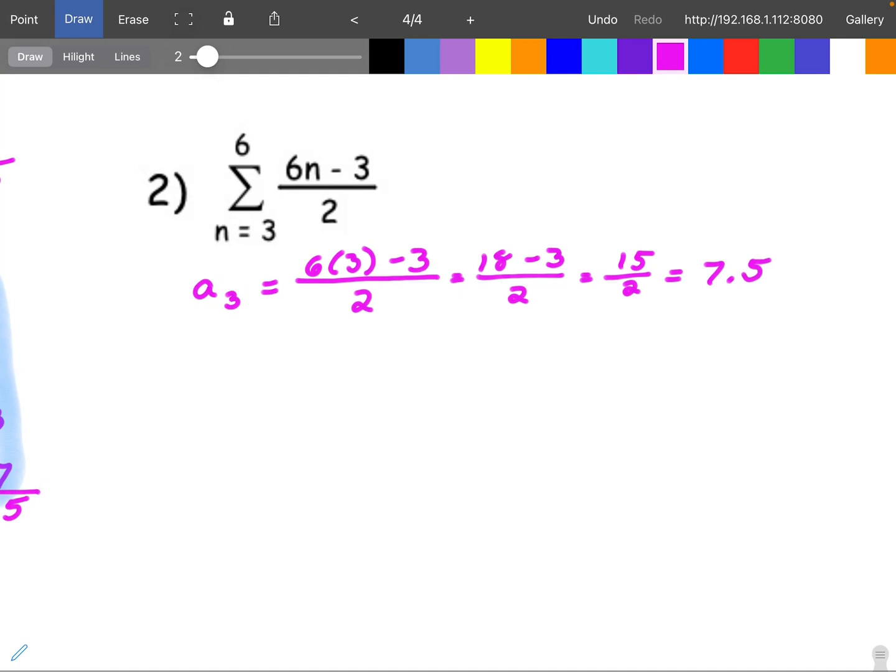And it's okay if it comes out to be a decimal. It's a fraction. That can happen. I'm not going to require you to write this as a fraction. You can go ahead and do a decimal. It's okay.